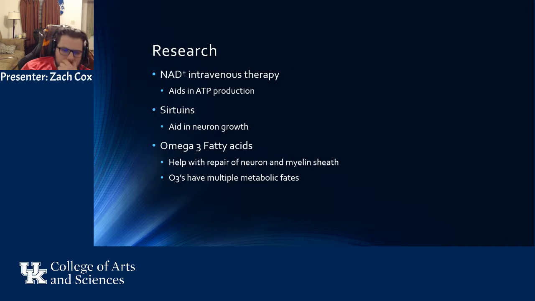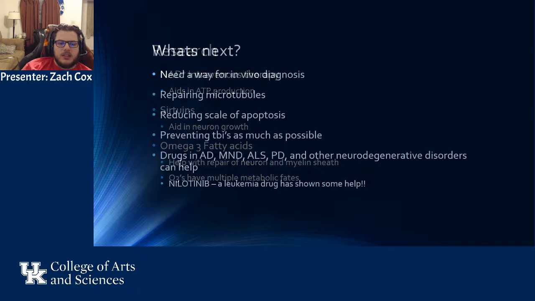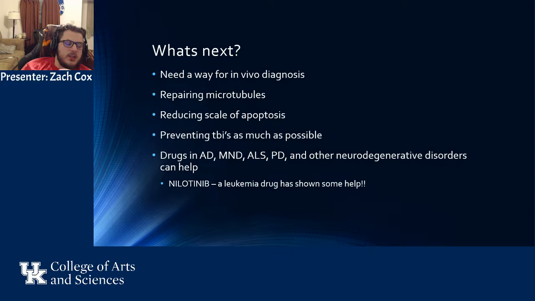Some more therapies are NAD+ intravenous therapy that aids in ATP production. The introduction of an enzyme called sirtuins, they aid in neuron growth. And then omega-3 fatty acids are going to help with repair of neurons and myelin sheath. And then they also have a lot of metabolic fates within the brain, and that can aid or jumpstart some of those processes. So that's just some typical new research that's being conducted at the moment.